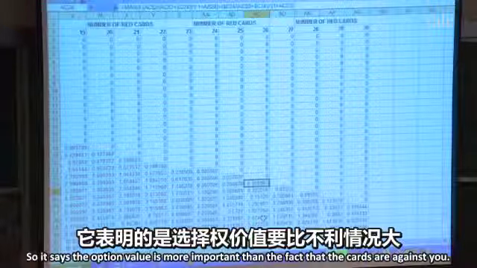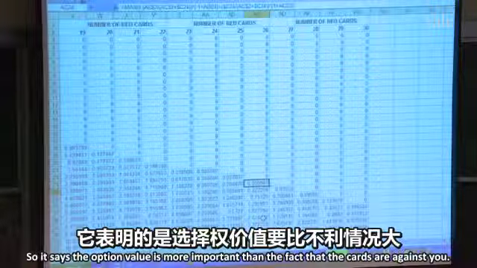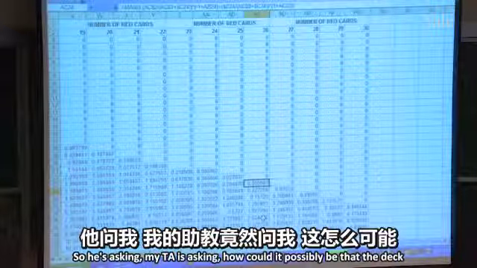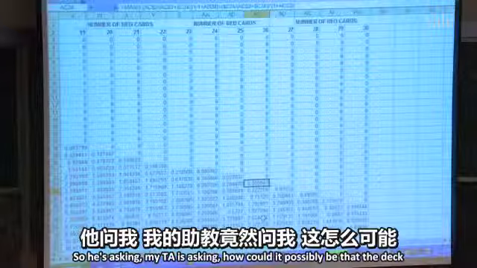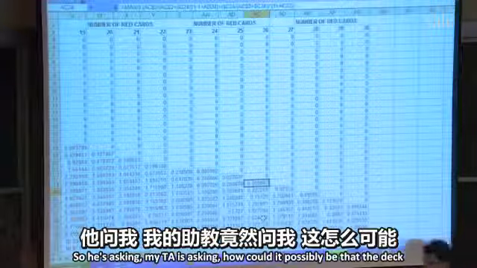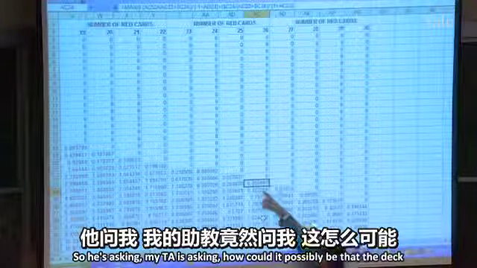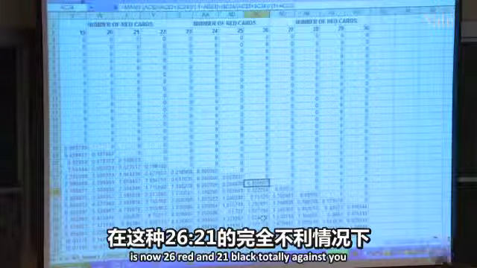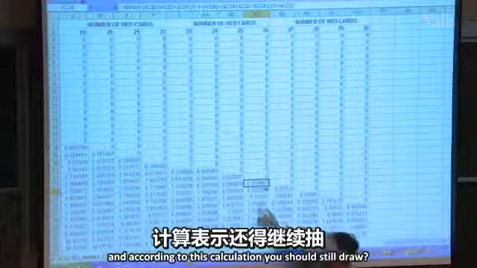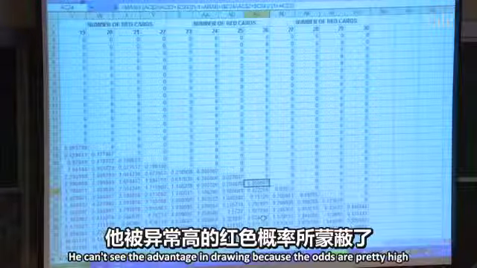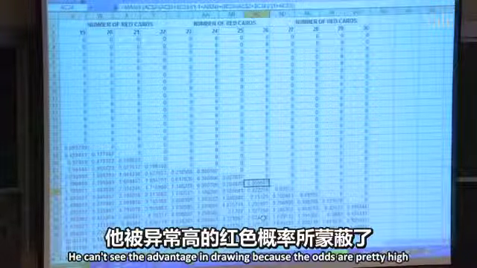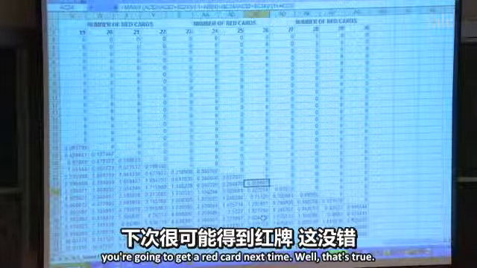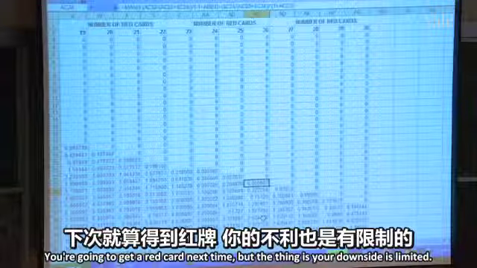Okay, so it says the option value is more important than the fact that the cards are against you. So my TA is asking, how could it possibly be that the deck is now 26 red and 21 black, totally against you, and according to this calculation, you should still draw? He can't see the advantage in drawing, because the odds are pretty high you're going to get a red card next time. Okay? Well, that's true. You're going to get a red card next time.